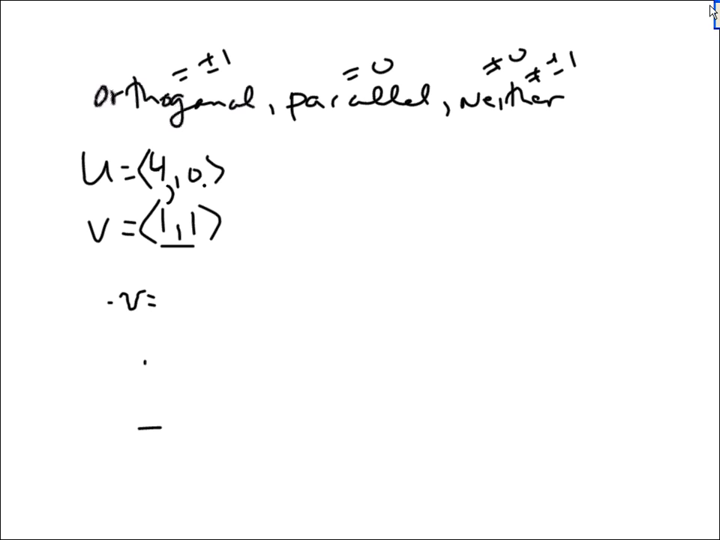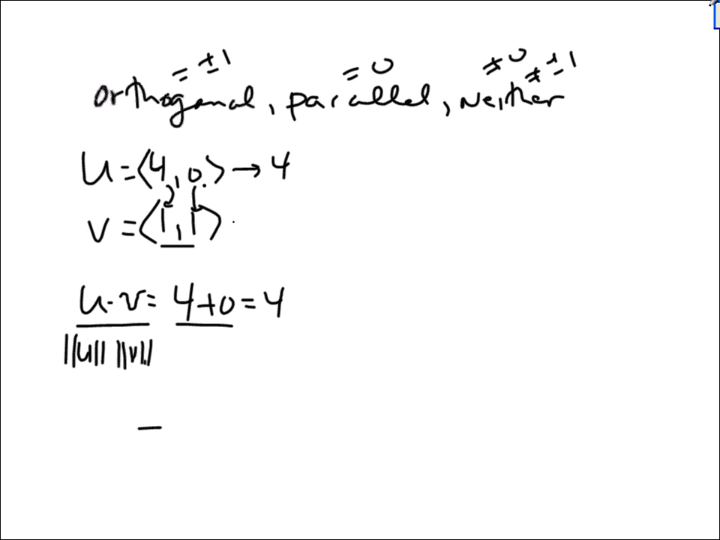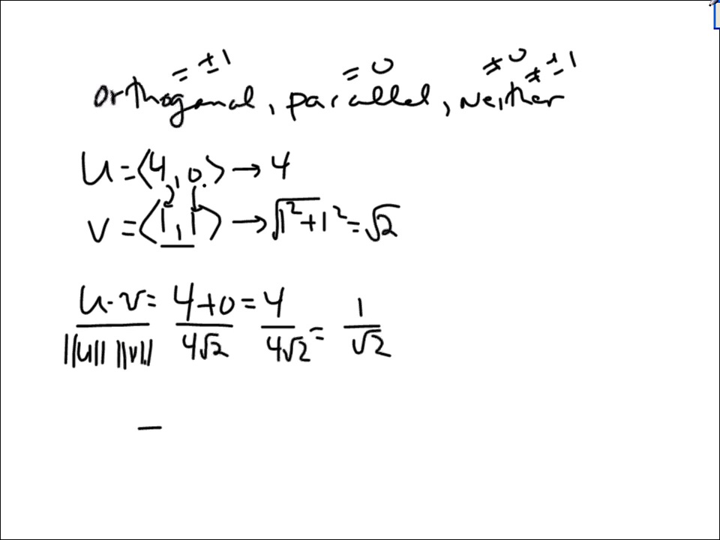u dot v is, you multiply, you get 4. You multiply, you get 0. You add them up, you get 4. Then you divide by the length of u times the length of v. The length of u is 4. The length of v is 1 squared plus 1 squared, which is 2, the square root of that. 4 times the square root of 2. So you get 1 over the square root of 2. This is not 0. This is not plus or minus 1. So the answer is neither. The vectors are neither parallel nor perpendicular.